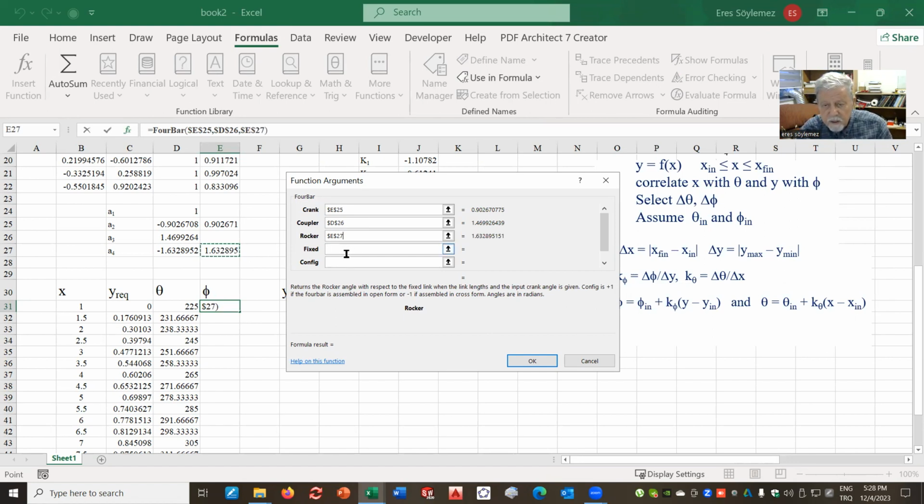Press F4. What is the fixed length? 1. Press F4. Config, first I will take it as 1. Later, if I see that it is not 1, if it's not open form, I may change it to cross form. Theta is equal to this angle, but it has to be in radians, times d-r. Remember d-r? Conversion from degrees to radians. That's it.